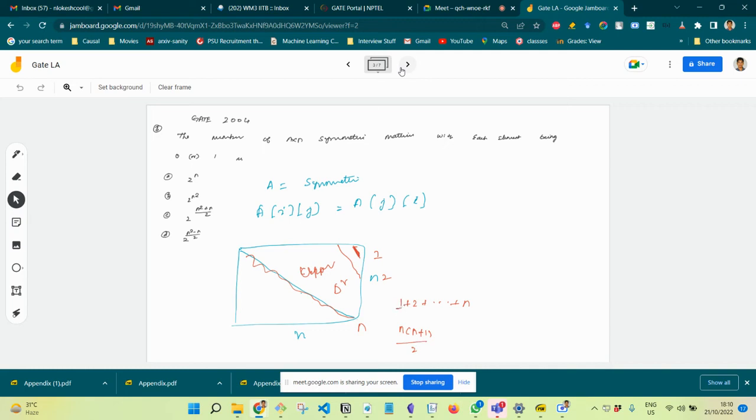Now because they have given the constraint that each entry in this symmetric matrix is either 0 or 1, the number of possibilities you have is 2 power the number of entries that you can fix. That is 2 power n into n plus 1 by 2. That's why the option is C.